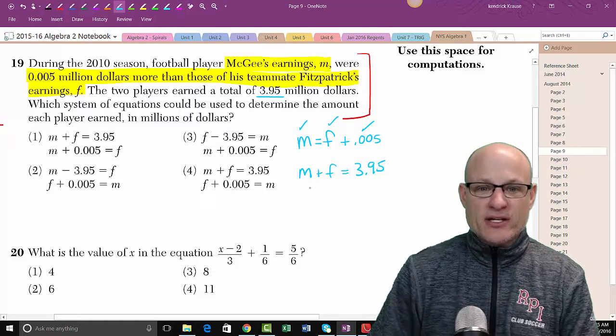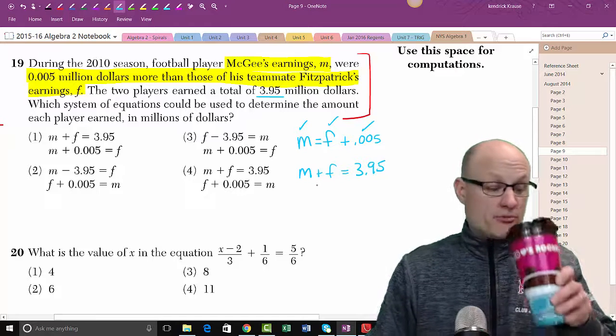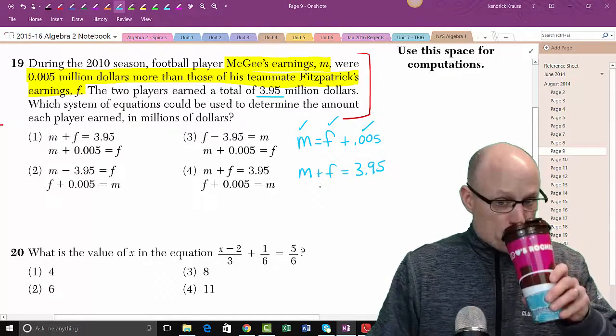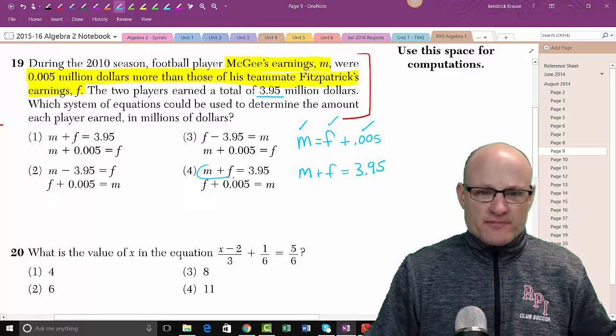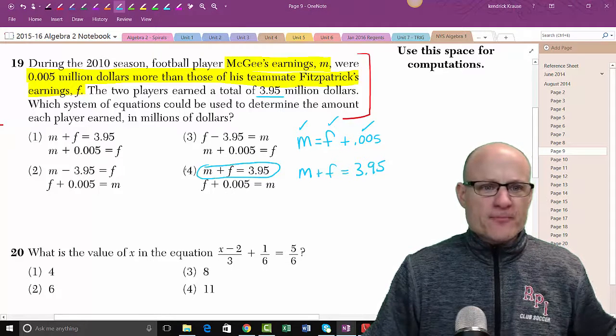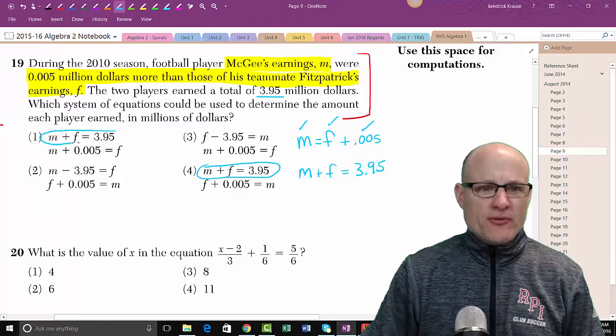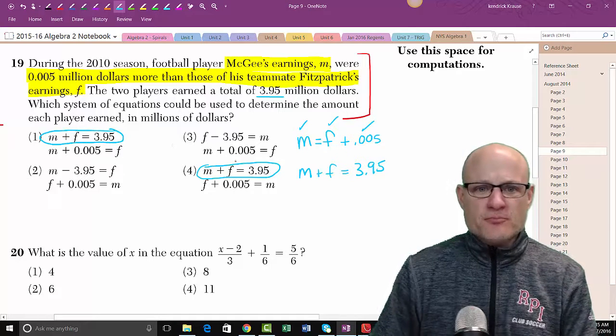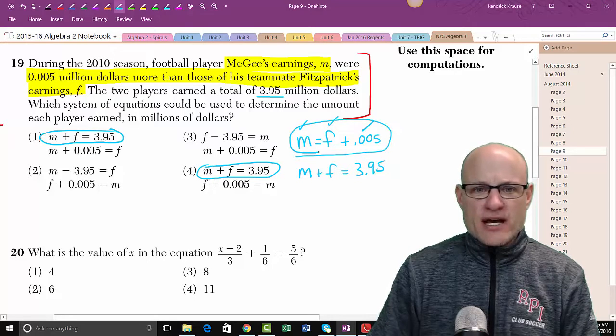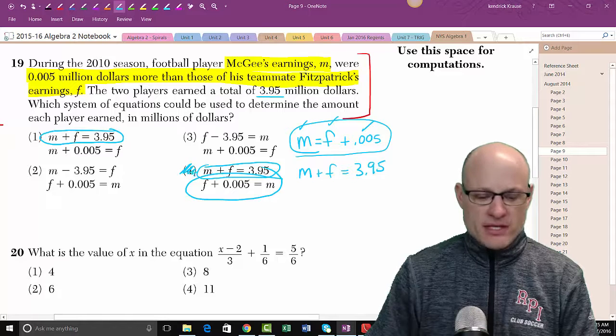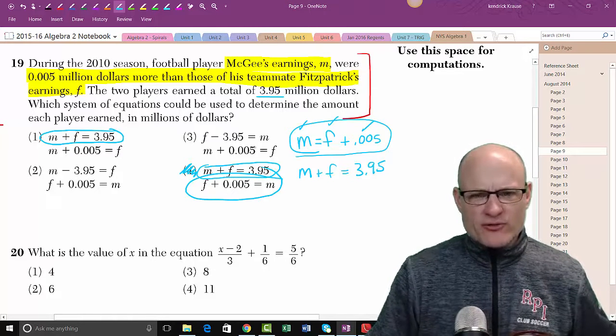So let's see if we got this. M plus F. Yeah, MF, this problem. So I see this equation. That works. And I see it here. So far, so good. And then do I see this equation? M equals, oh, here it is, right here. Number 4. And that's our answer, number 4. Kind of a tough question, though.